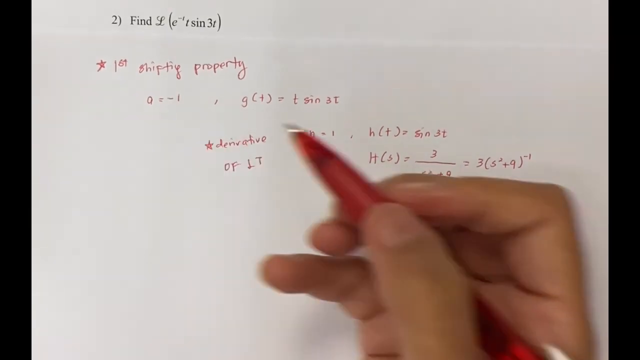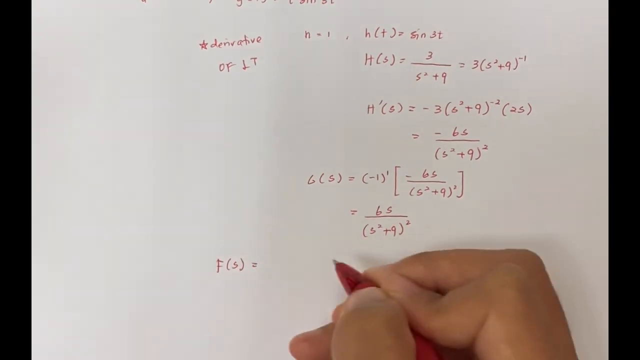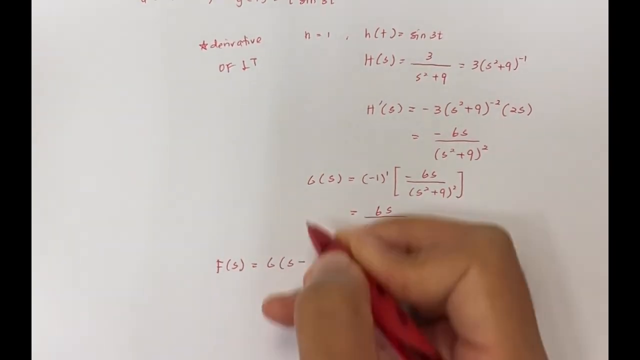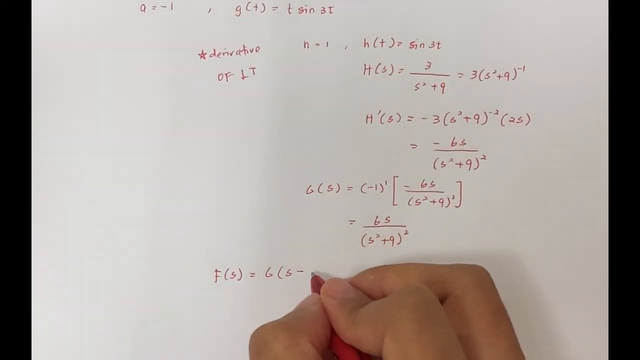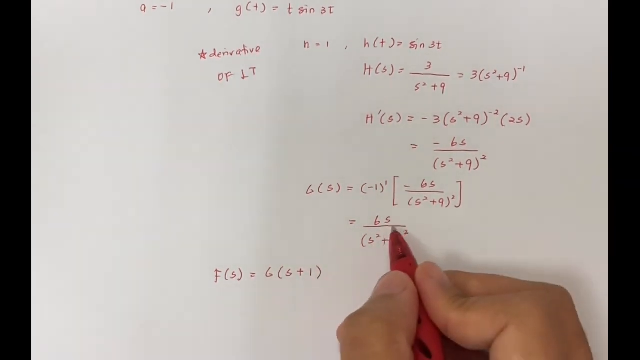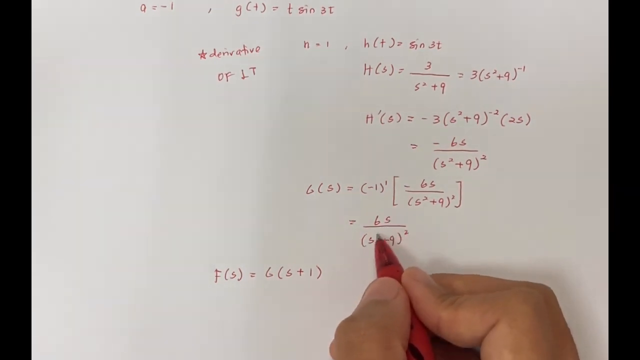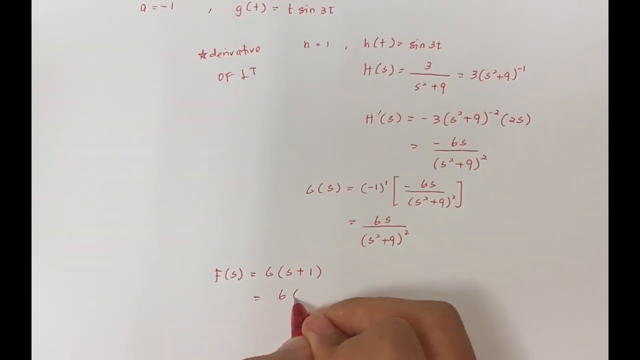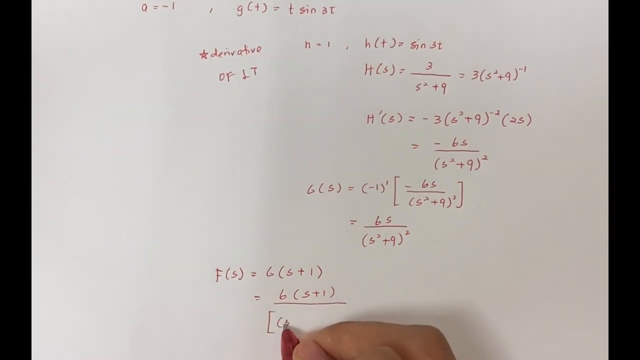And then I need to solve for F(s). F(s) using the first shifting property is equal to G(s minus a). Since a is equal to negative 1, I need to find G(s plus 1). So you need to substitute s with s plus 1, in both places. So 6(s plus 1) over ((s plus 1) squared plus 9) squared.